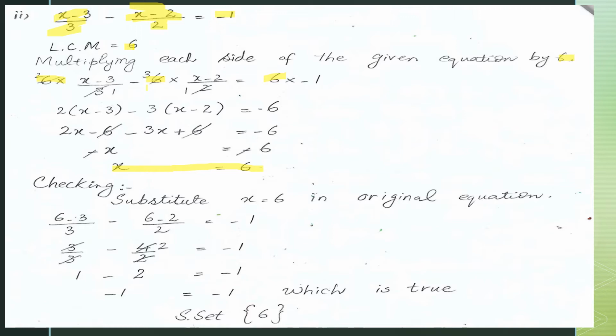Now checking. Substitute x is equal to 6 in the original equation. In the original equation, the left-hand side will stay in the same place. You will not bring any element, number or fraction from one side to the other side. It will remain the same. And then the right-hand side is minus 1. Now you see minus 1 is equal to minus 1. If this is satisfied, which is true in the checking, then the solution set is x is equal to 6.